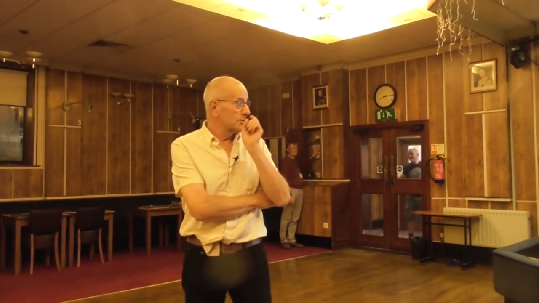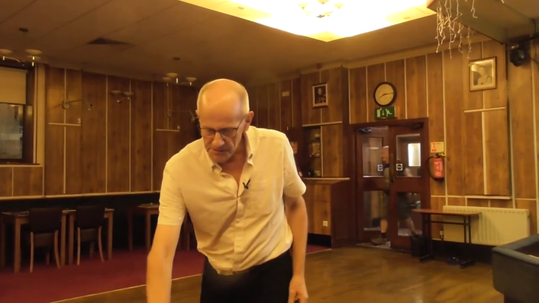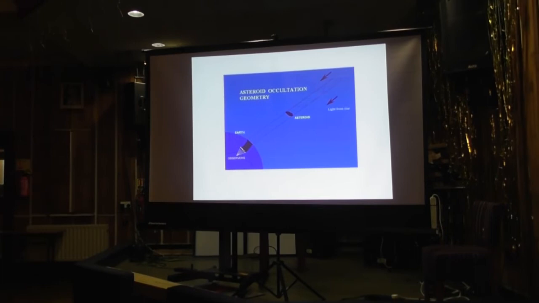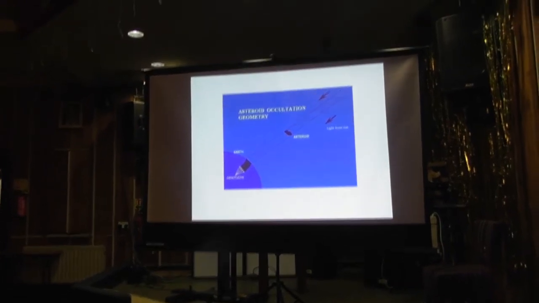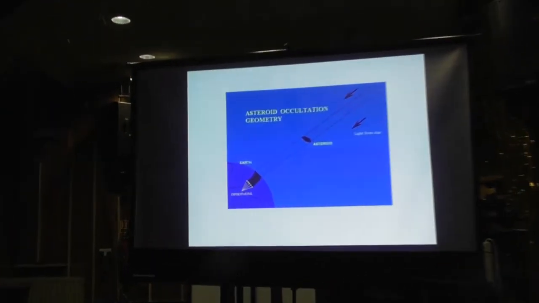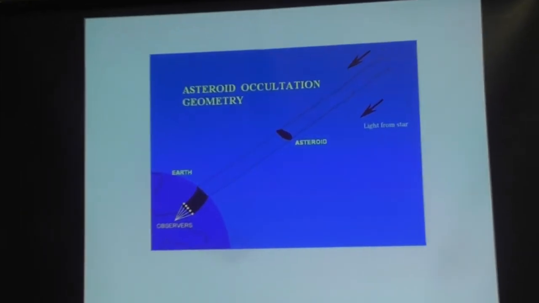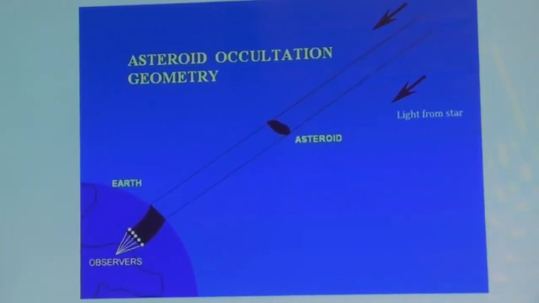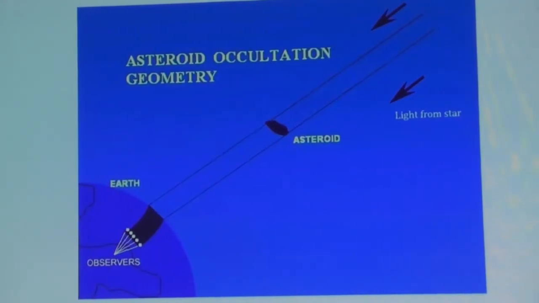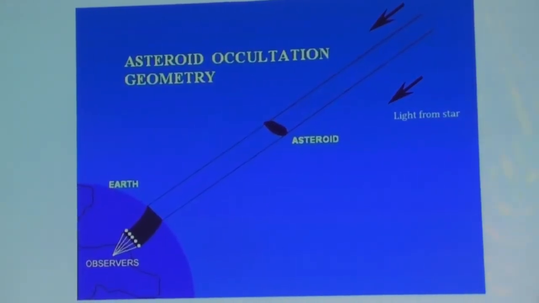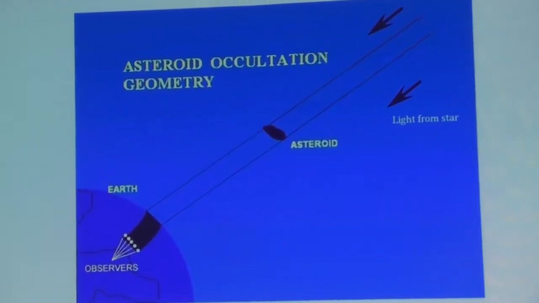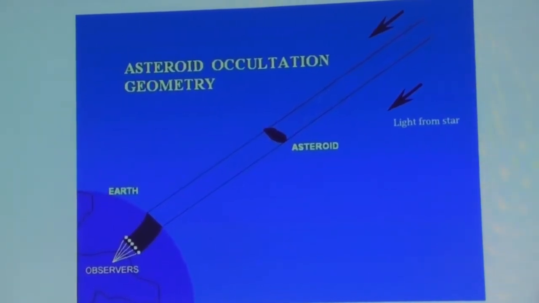So we'll dive straight in and ask the question, what is an asteroid occultation? Well, in many ways, it's like a total eclipse of the sun. But instead of the sun, you have a star. The sun is a star. But instead of the moon, you have an asteroid. So it's possibly not quite as dramatic as a total solar eclipse, but there are similarities.